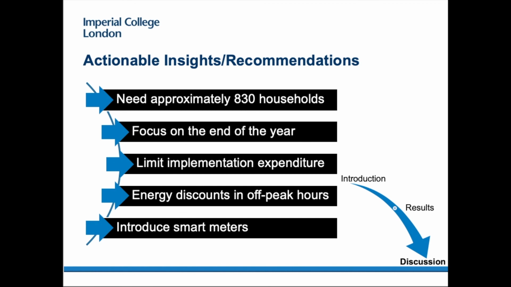Finally, we believe that for the DR scheme to be successful, customers should be offered discounted energy prices during off-peak hours, which will also normalize the energy usage during the day. And for that, we also recommend installation of smart meters for an effective and transparent communication of pricing to customers.